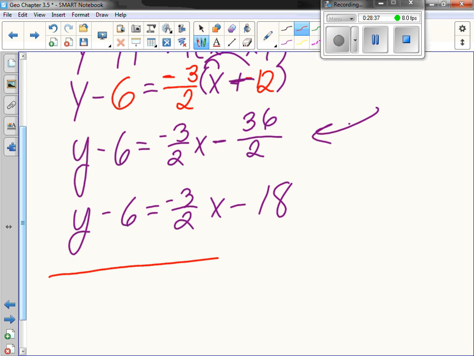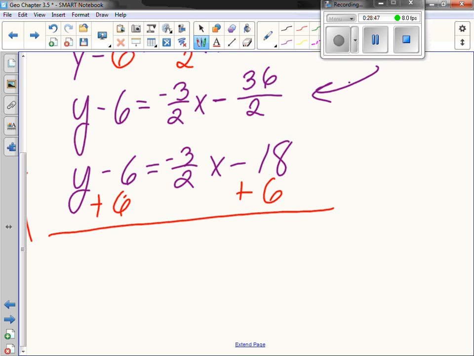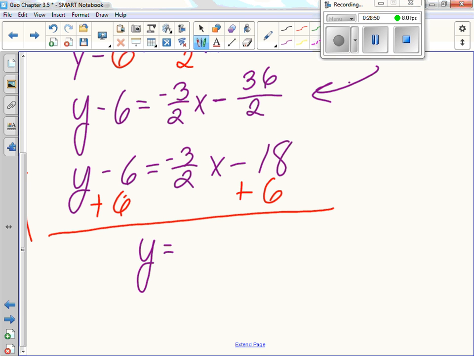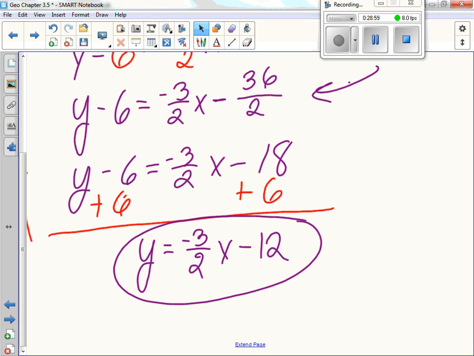Last step would be to add 6 to both sides. Negative 18 plus 6 is going to be negative 12. And that's it. That's our equation of the line that is perpendicular. Any questions on any of this here? Any questions on anything we've done? Are you still good with all these here? Yes?